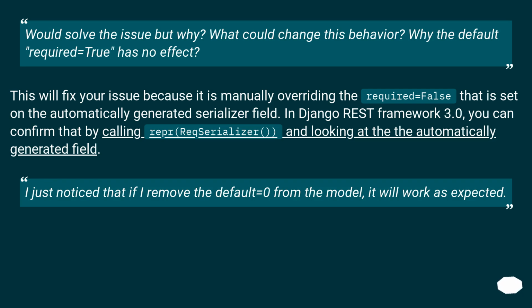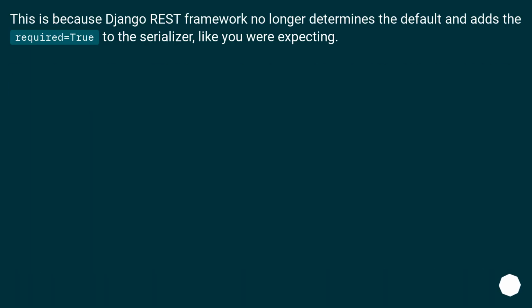I just noticed that if I remove the default equals 0 from the model, it will work as expected. This is because Django REST Framework no longer determines the default and adds required equals true to the serializer, like you were expecting.